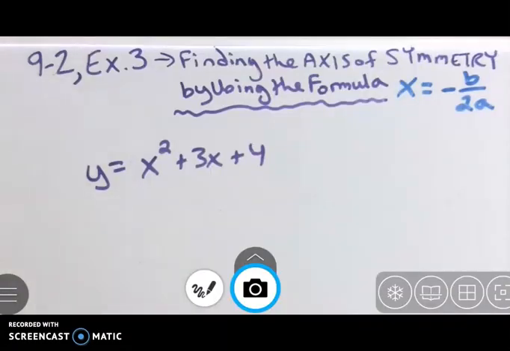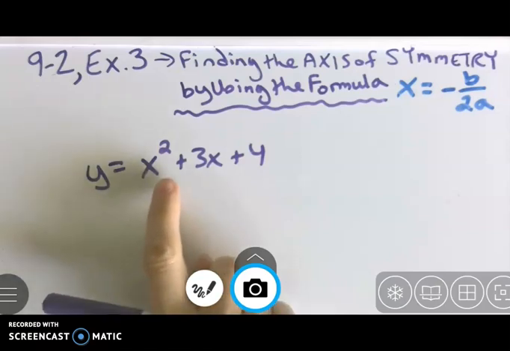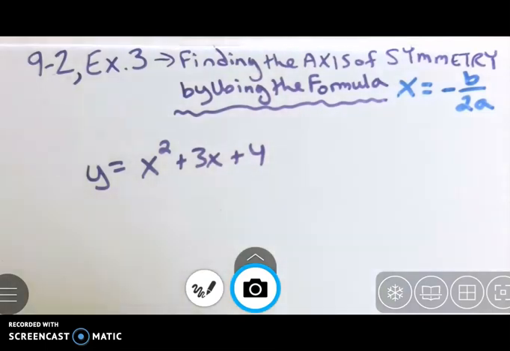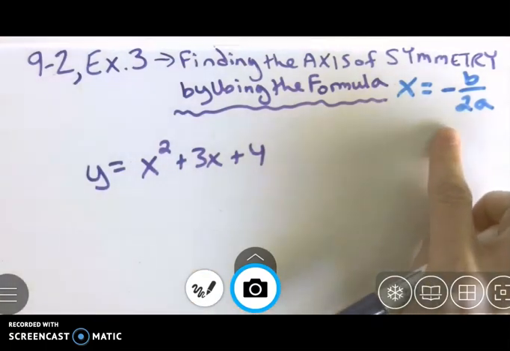For example 3, it says find the axis of symmetry of the graph of y equals x squared plus 3x plus 4. What you're going to notice here is that we don't have a graph to even look at to try to come up with the zeros, to then either identify the axis of symmetry if it's 1, or to add the zeros together and divide by 2 if there are 2 zeros. We don't even have a graph, we just have a function. And this actually works out great because we're going to use this formula here.